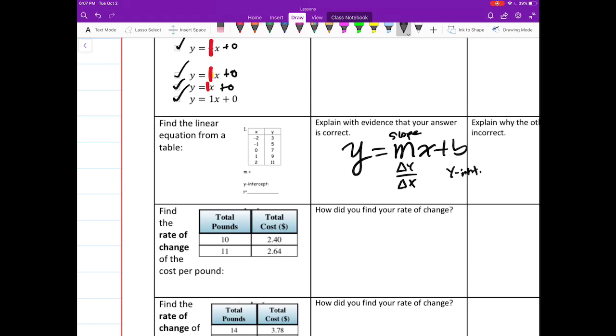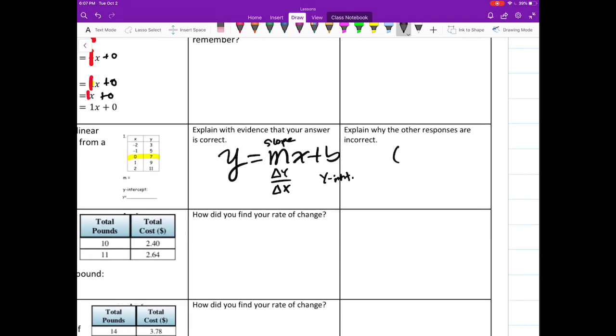y-intercept. All right. So don't I know that 0, 7 is a y-intercept? If you didn't know that, now you know. You know that 0, b, 0, 7 is the same thing as 7 for your y-intercept.